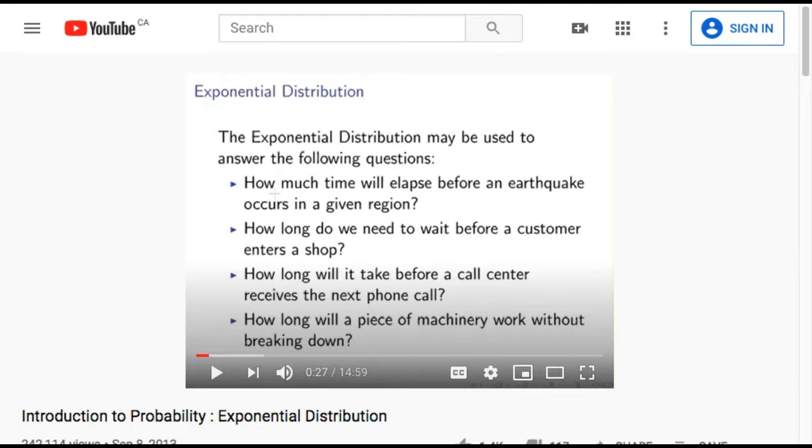Because these are real problems. If somebody owns a business, they might want to know how long it takes before a customer comes in. Yes? No? Yes. And if you have a call center, don't you want to know how long it takes before a call center receives a phone call? Is that important? And if you own a manufacturing plant, let's say you're building cars, how long will a piece of machinery work without breaking down? Is that important?